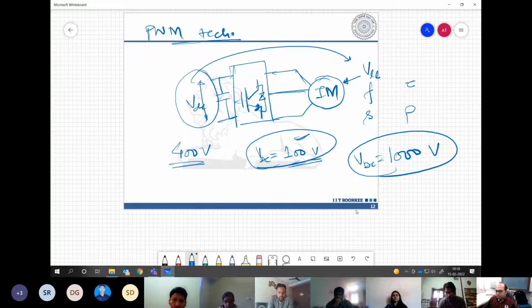Sir, the VDC should be higher than this. Yes, but how much higher should it be? What is the limit? How do we quantify that? Based on the DC bus utilization. Yes, exactly, the required output should be maintained.